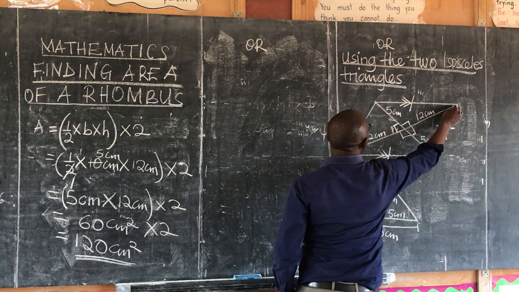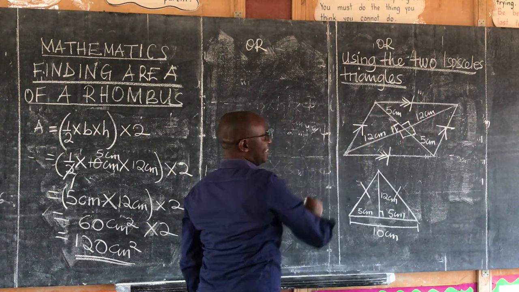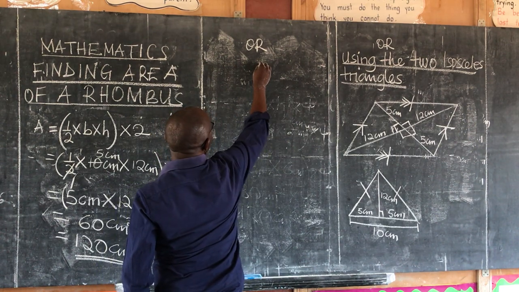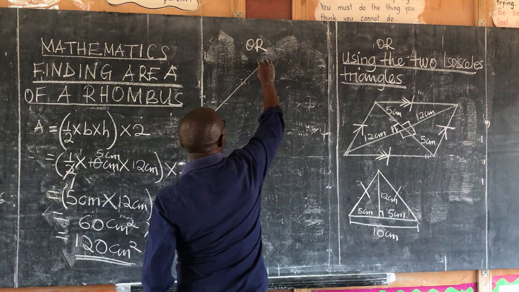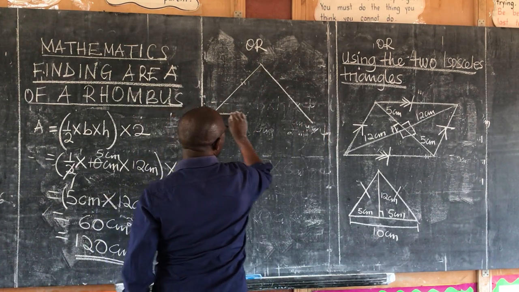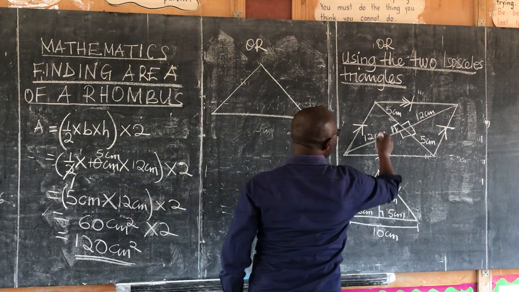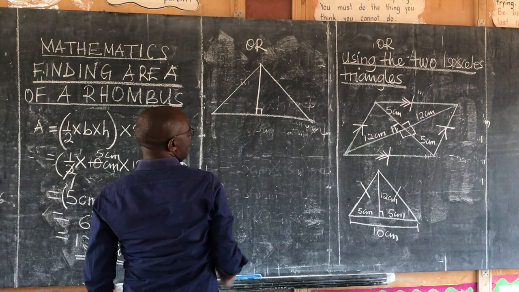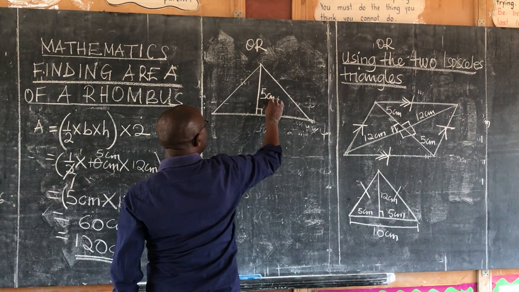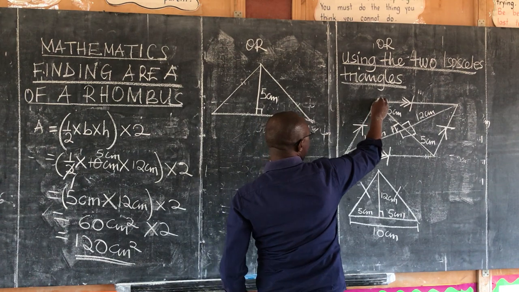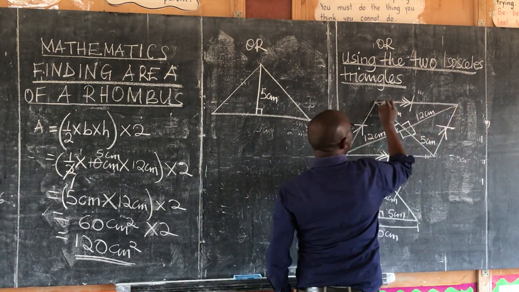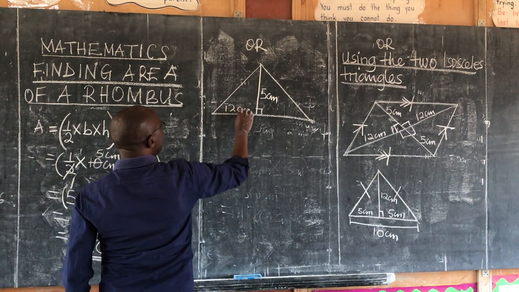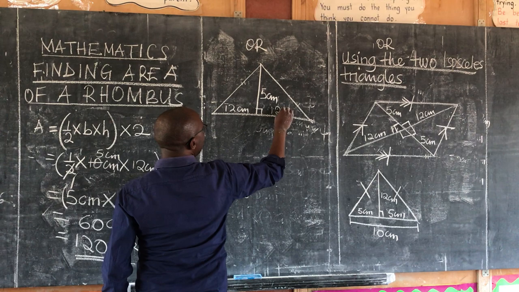I'm taking this isosceles triangle, this one, if you can observe. If I draw it here, this is how it will look like. This is its height. The height this time is 5 centimeters, if I took this as my extraction. Are we together? So now, this is 12 centimeters, and this is 12 centimeters.